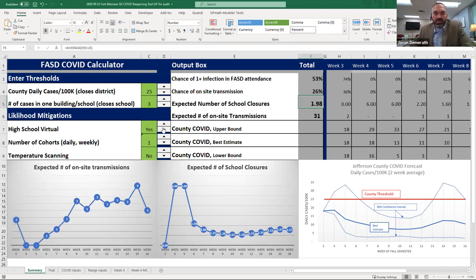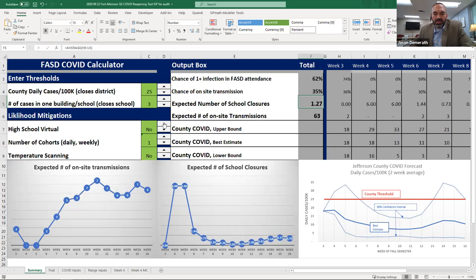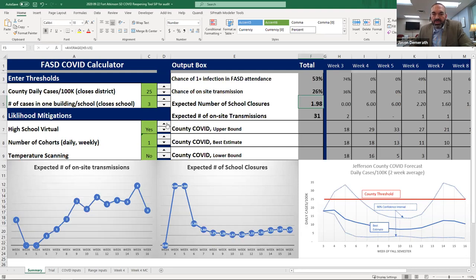So if you click high school virtual back to no, you can see the expected number of on-site transmissions there, right? 63. You can see the graphs down there at the bottom. If you click yes, that drops to 31 over the course of the semester. Over the weeks, it maxes out at 3 or 4. Expected number of school closures is 1.98, but that includes the one high school that is closed. So you're never going to get below one if the high school's closed.